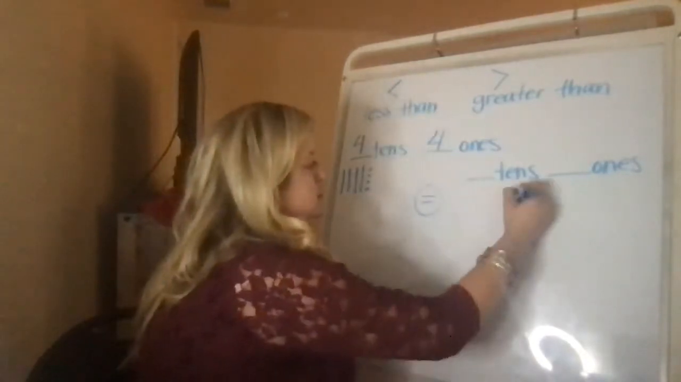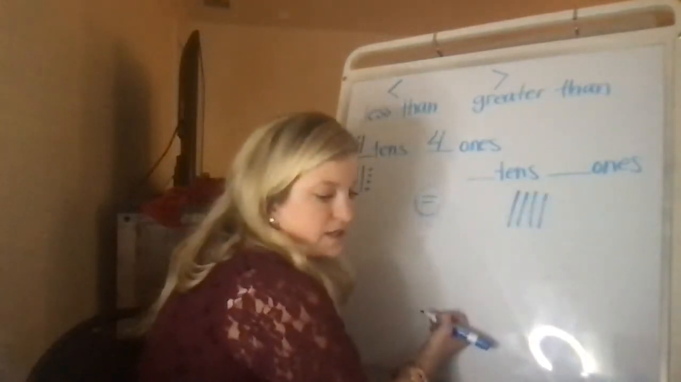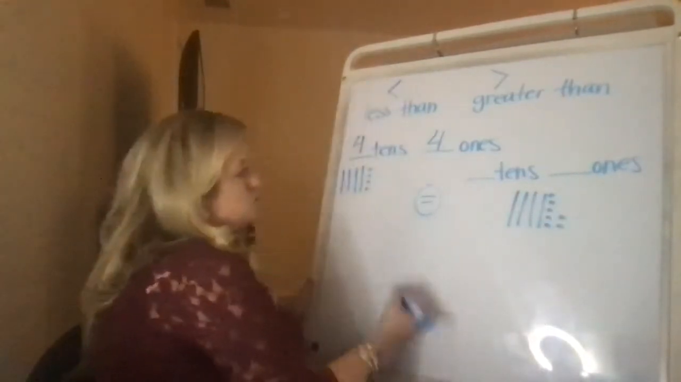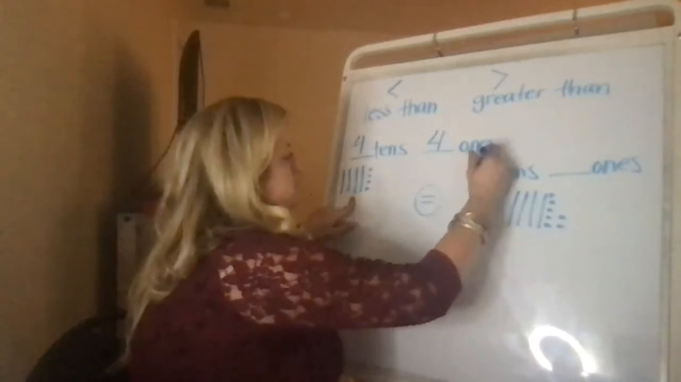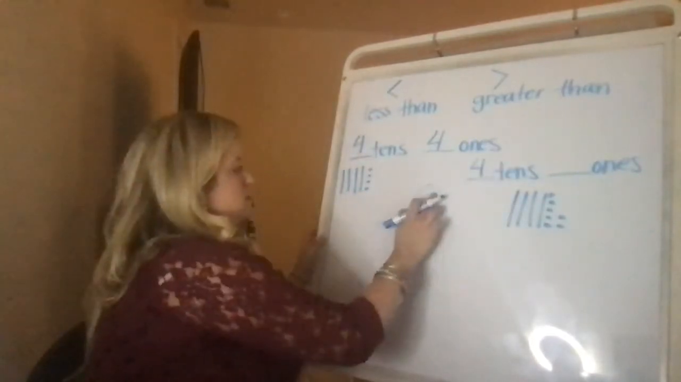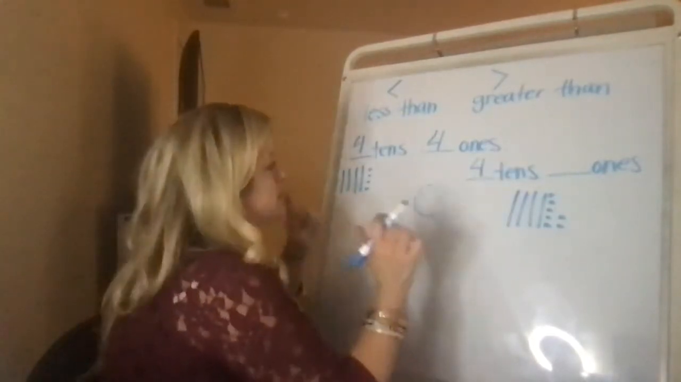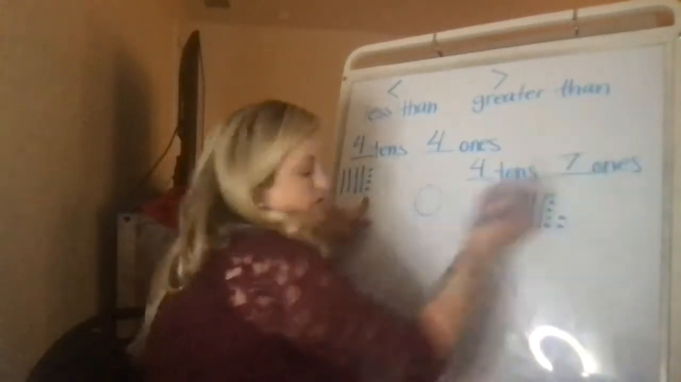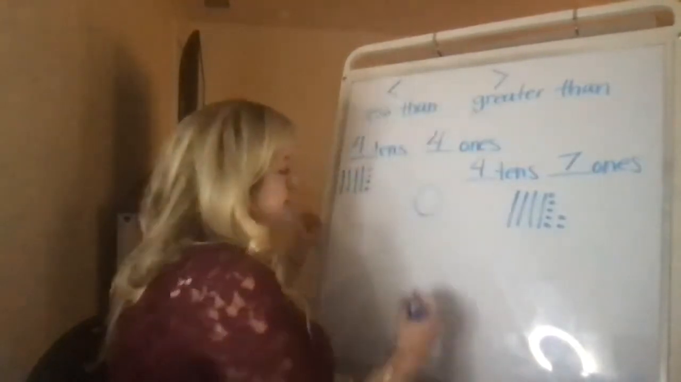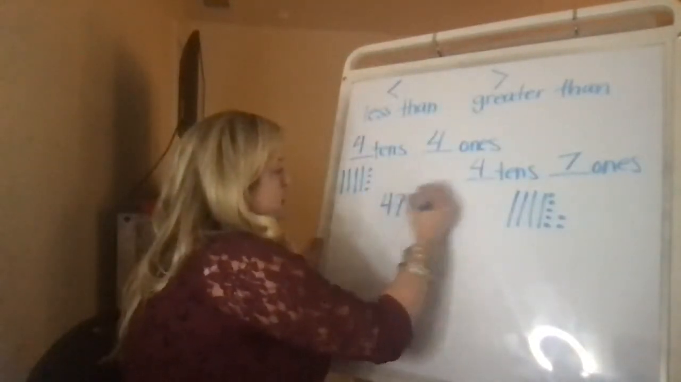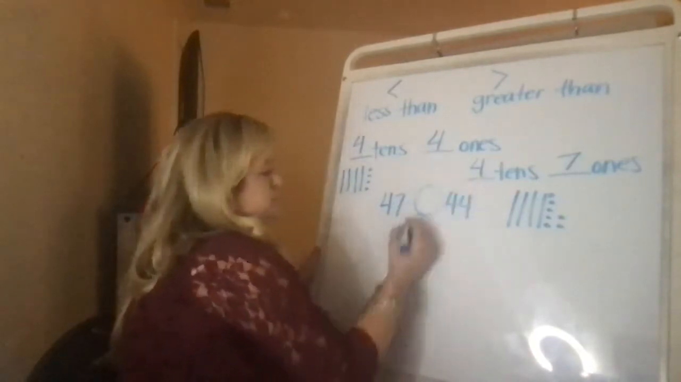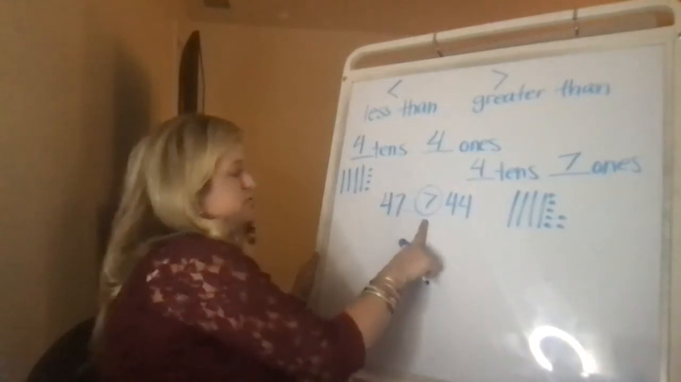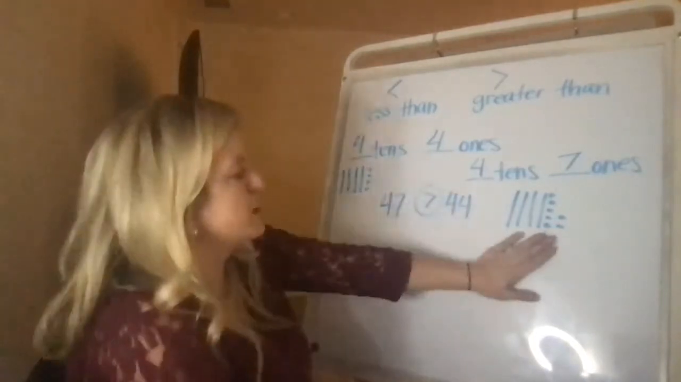This one has 4 tens. 1, 2, 3, 4. And 7 ones. 1, 2, 3, 4, 5, 6, 7. So I'm going to look at the tens. They're the same. 4 tens and 4 tens. And then I'm going to look at the ones. This one has 4 and this one has 7. So it's going to give me 47 and 44. So the alligator is going to go eat that 47. So it reads 47 is greater than 44. I have more if I have 47.